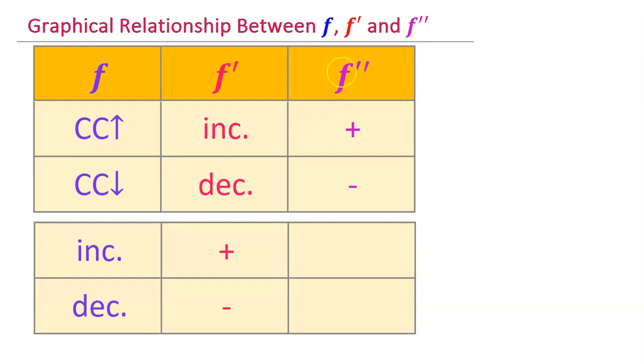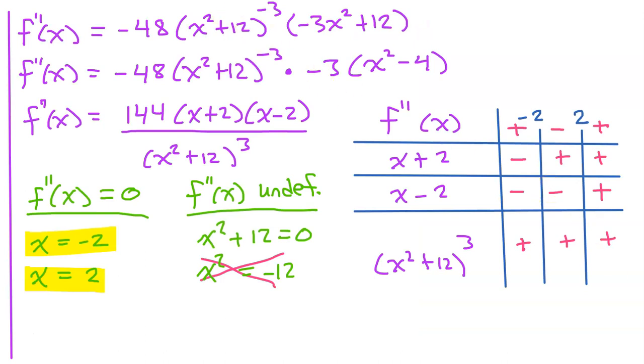If f double prime is positive, f is concave up. If f double prime is negative, f is concave down. That means the original function should be concave up in this interval from negative infinity to negative 2, and it should be concave up in this interval from 2 to infinity. It should be concave down in this interval from negative 2 to positive 2.